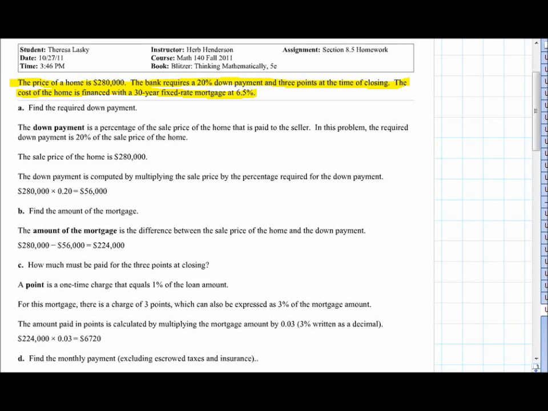Okay, here's part A right here. Find the required down payment. This one turns out to be fairly easy. All you're required to do is take the sale price multiplied by what you need for the down payment. And the sales price is right here, and 20% is for the down payment.